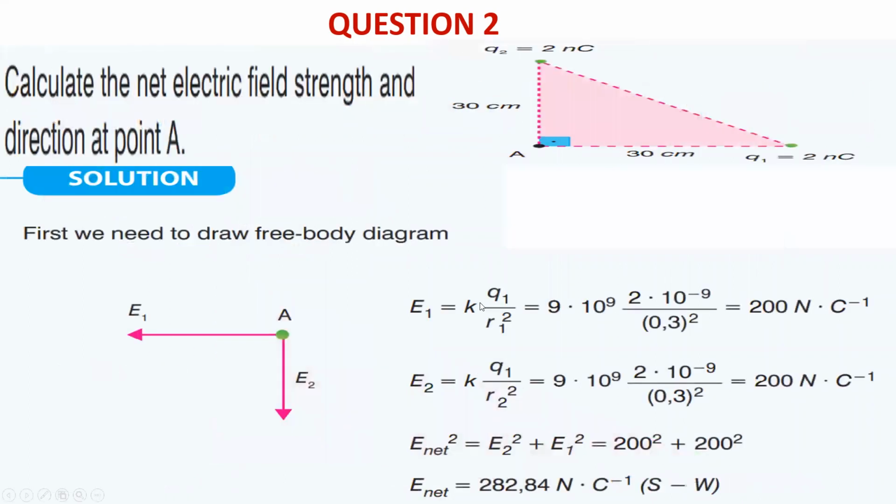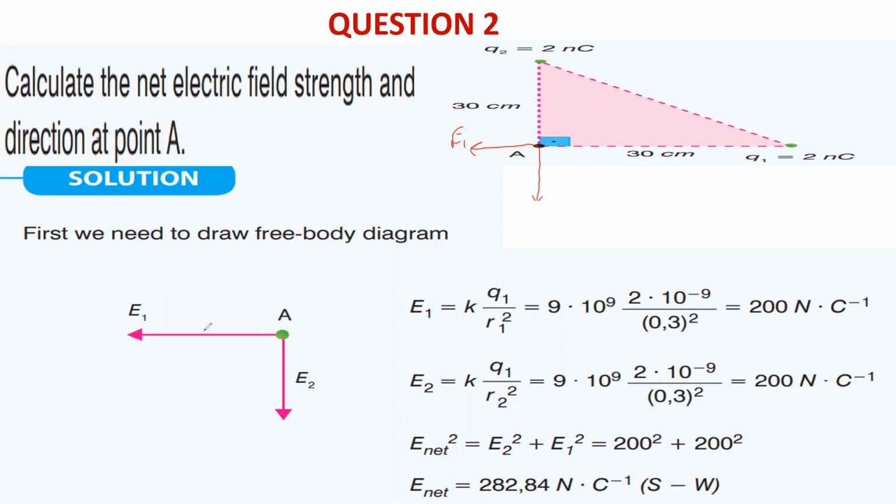I think we have the solution now. First of all, we are drawing our free body diagram for this kind of question. As you see, E1 is to the left, E2 is going down, south. Let's explain on our vector diagram. E1 is positive, and positive means repel. So it is repelling point A, of course going this way. This is our direction of E1. And then E2 is also positive, so going this way.